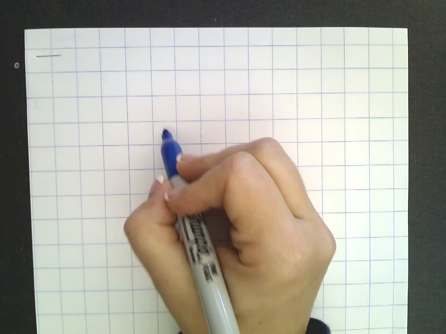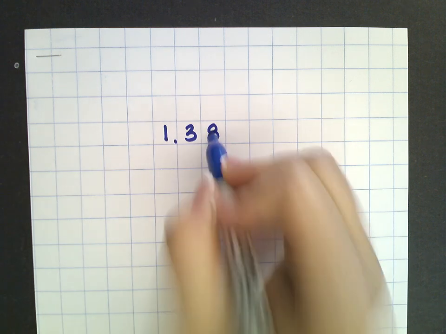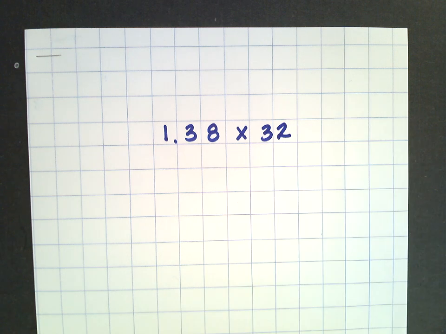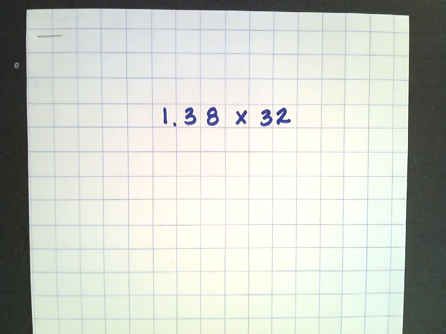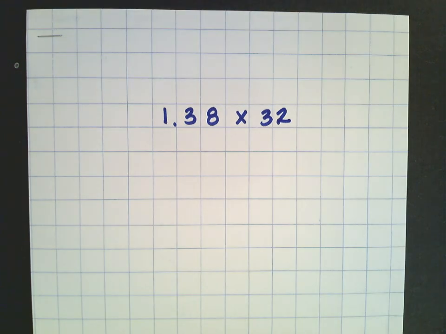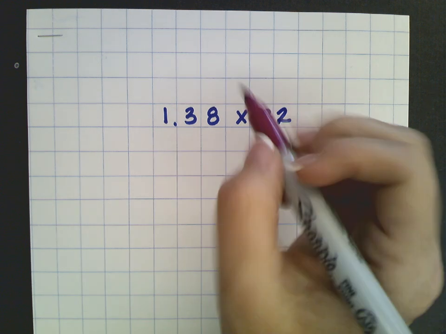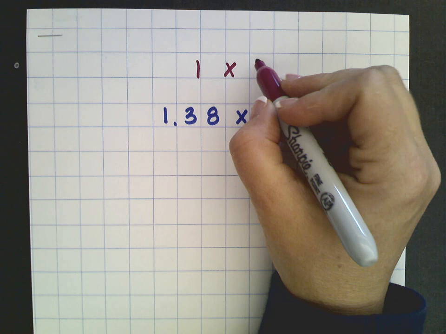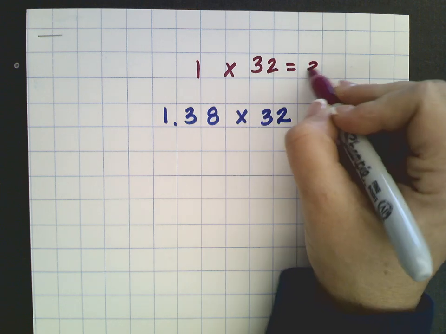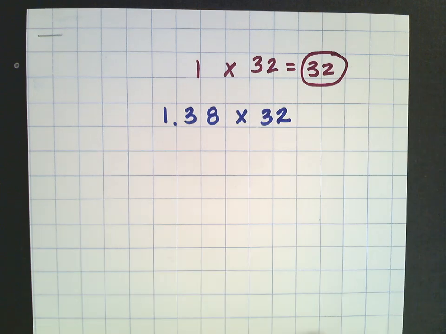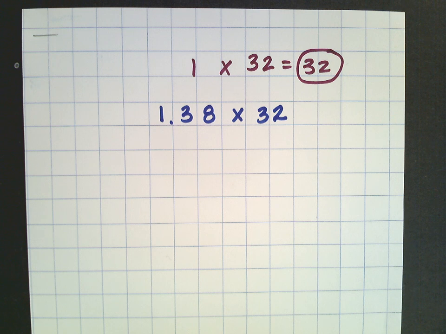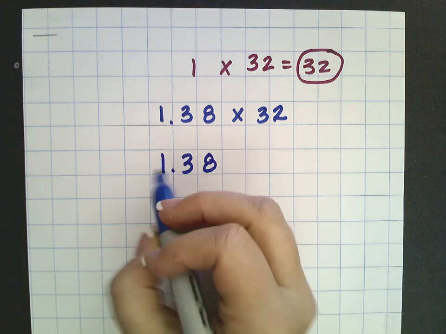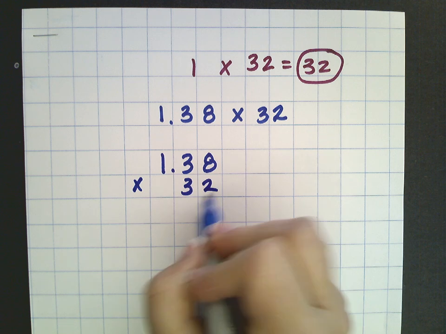Let's do 1 and 38 hundredths times 32. So I'm going to start out with an estimate. 1 and 38 hundredths, I would simply round to 1. And since I'm multiplying by 1, I would just do 1 times 32. My estimate means my product needs to be about 32. So let's go ahead and set up our problem. 1 and 38 hundredths times 32.